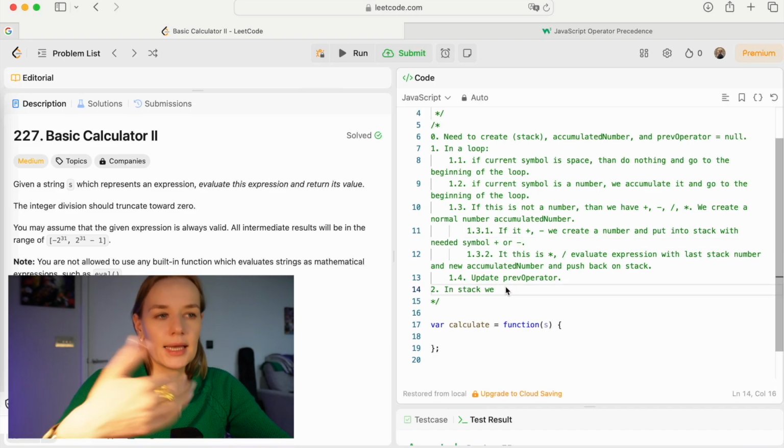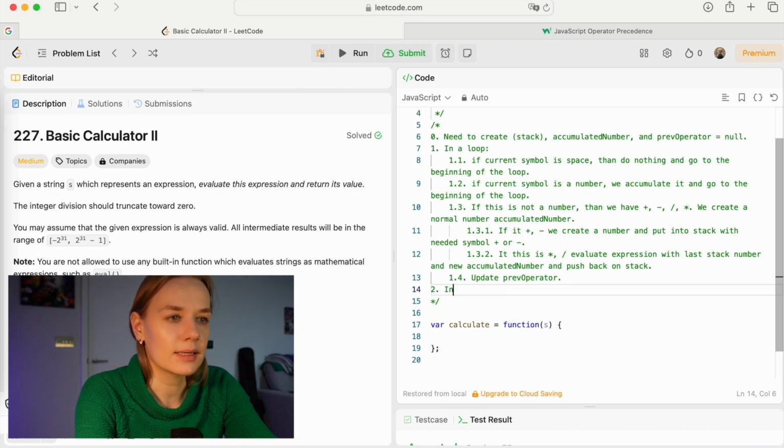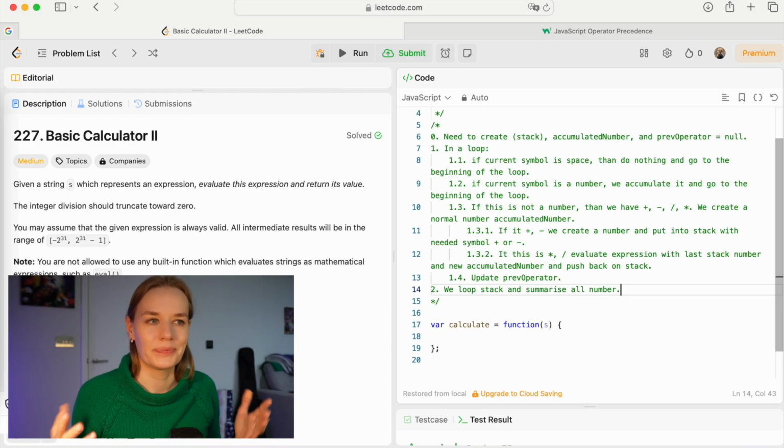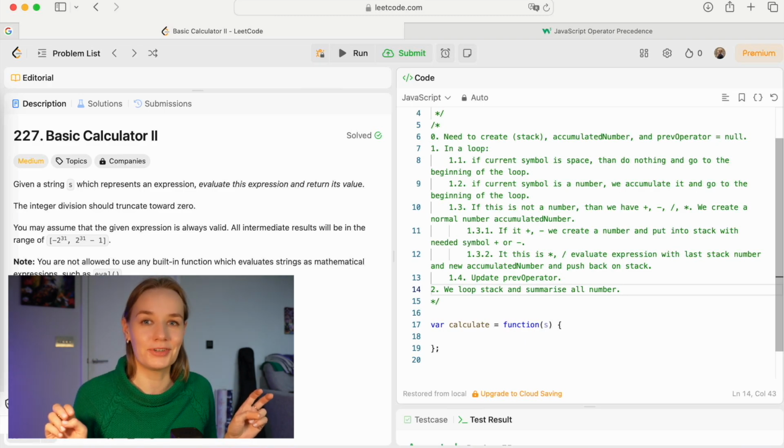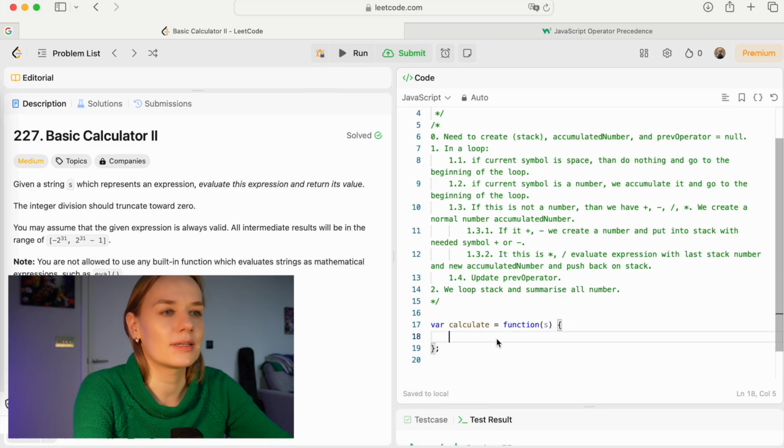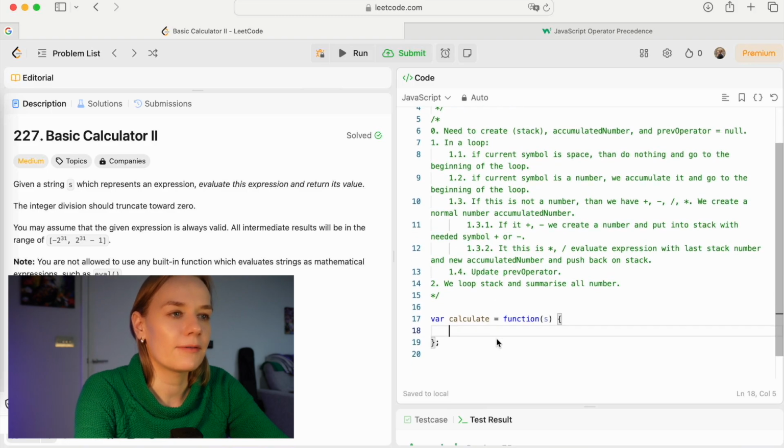And at the end, we loop the stack and summarize all numbers. And this will be our answer. This is the algorithm, very easy. Basically, it might be a little bit tricky to understand how to do that, but let's try to do that. Okay, we have, as I said, a stack.